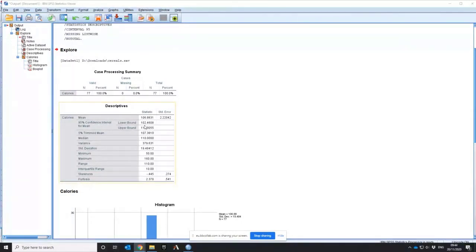Now, with confidence intervals, it's like that. A 95% confidence interval doesn't mean that there's 95% chance that the real mean is between these two values. It means there's a 95% chance that if I repeat this experiment 100 times, 95 of them will contain the mean between those two values, but 5 of them won't. So there's a 95% chance that this confidence interval is correct, but you can never tell whether you've got one of the correct ones or a bad one.